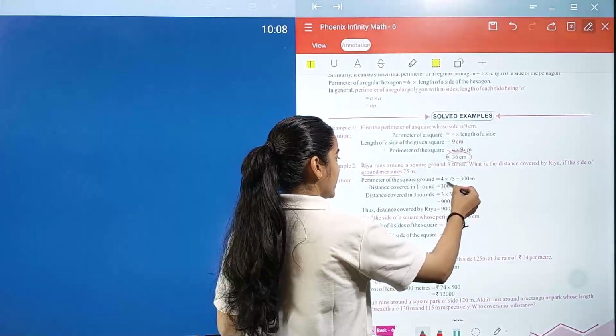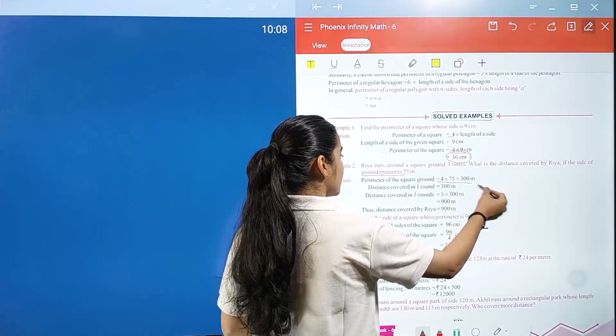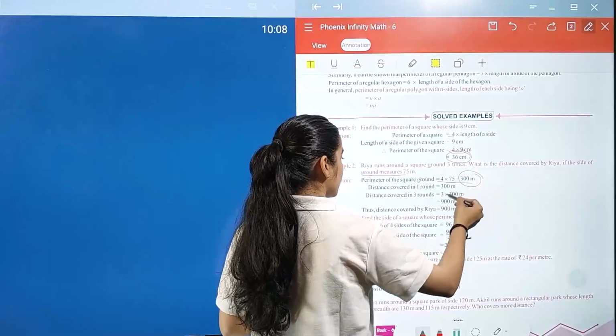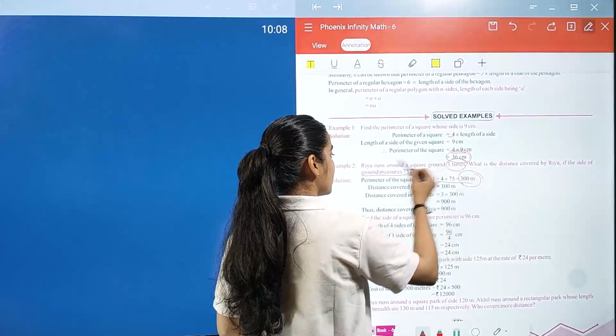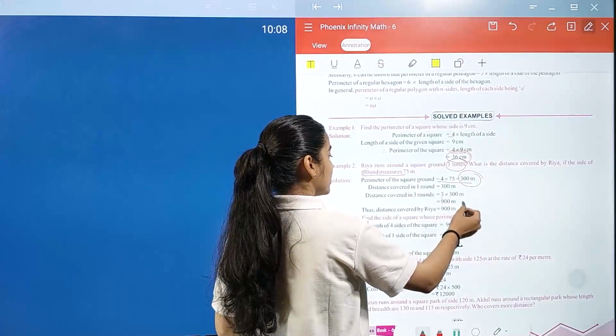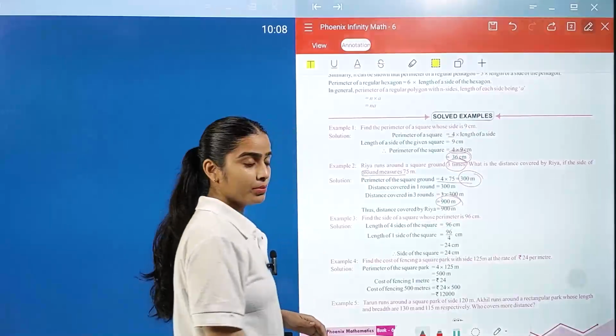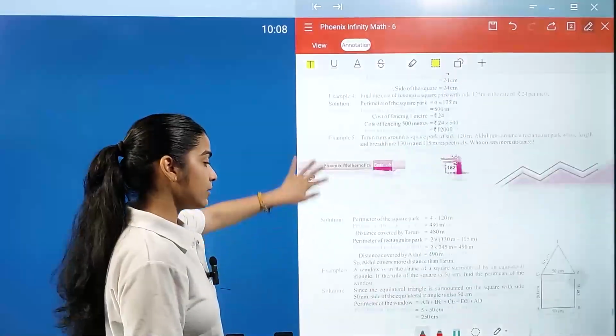First of all, you have to find out the perimeter. 4 multiplied by 75, which is equal to 300 meter. Then 3 rounds are taken by Rhea. So 3 multiplied by 300, your answer is 900 meter. So in the same way, you have to find out the answers.